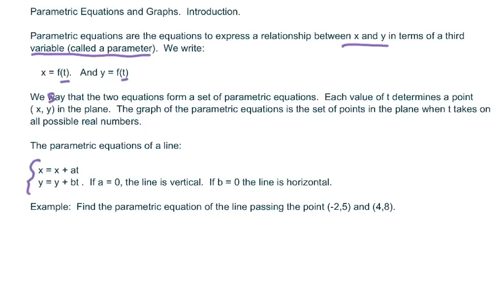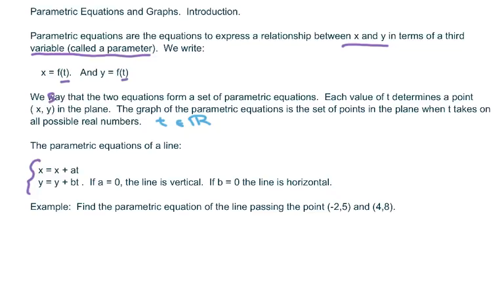Each value of t determines a point in the xy plane, and the graph of the parametric equations is the set of all points in the plane, where t takes on all possible numbers. So basically that just means t takes all possible real numbers. Alright, so here's an example.